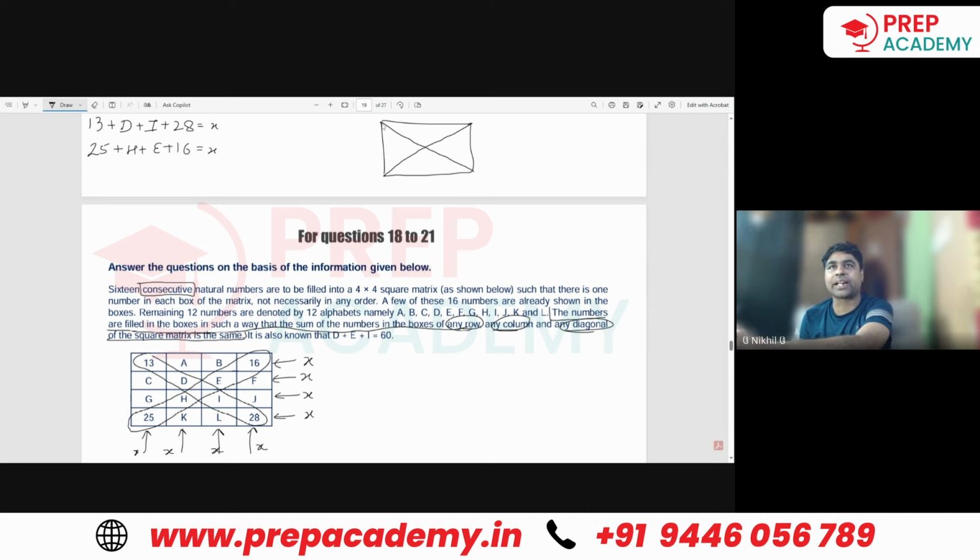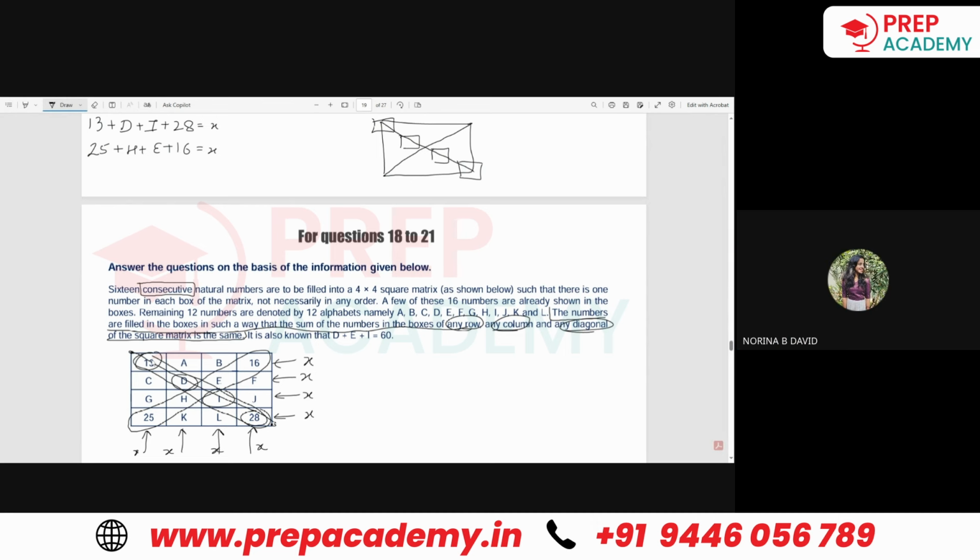So what will be the diagonal elements? The elements which are coming along this particular diagonal, just like 13, d, i, and 28. If we join this point with this point, along this diagonal, which all elements would be coming? It would be 13, d, i, and 28. Is it understood now? Yes, sir.